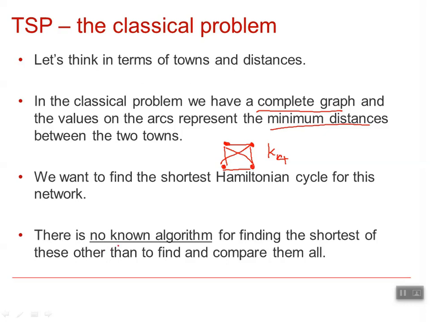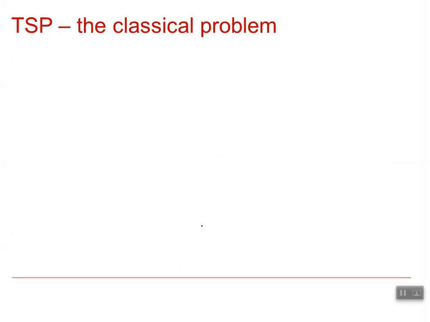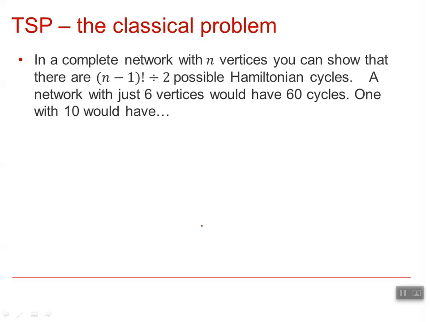So we want to find the shortest Hamiltonian cycle for this network. Unfortunately there's no known algorithm for finding the shortest of these, other than to find and compare them all, which can be very time consuming. In a complete network with n vertices, you can show that there are (n minus 1) factorial divided by 2 possible Hamiltonian cycles. We touched upon this in section 3, where we looked at K4 and found that there were 3 unique cycles.